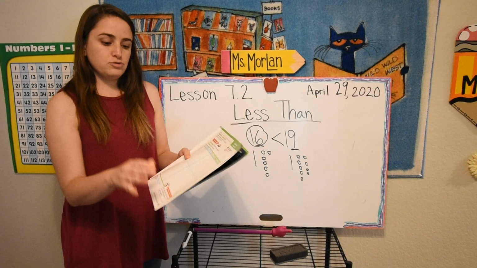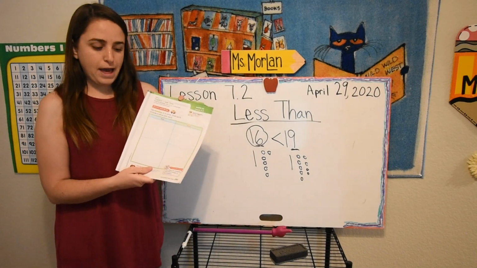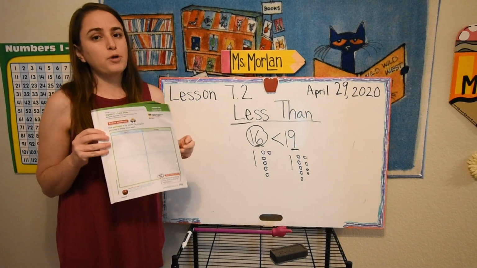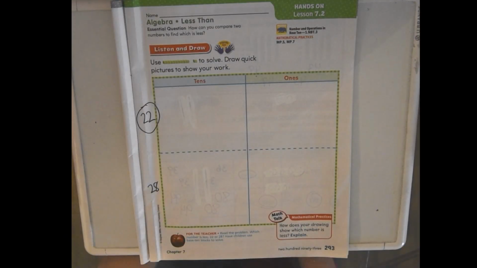We are now going to do some problems from our lesson 7.2 in our Go Math book, starting on page 293. We're going to do a few problems together, and then you will complete the rest on your own. We are going to be making both the numbers 22 and 28 to see which number is less than. I'm going to be using my tens and ones, and I do suggest you use yours as well to help you compare the numbers.